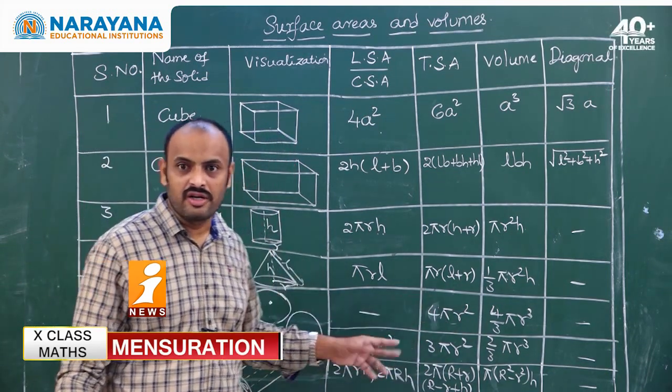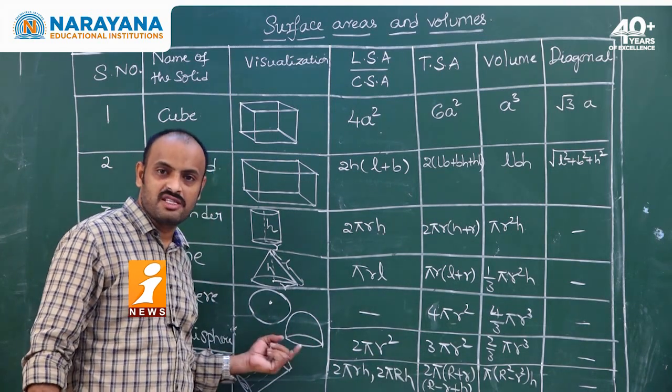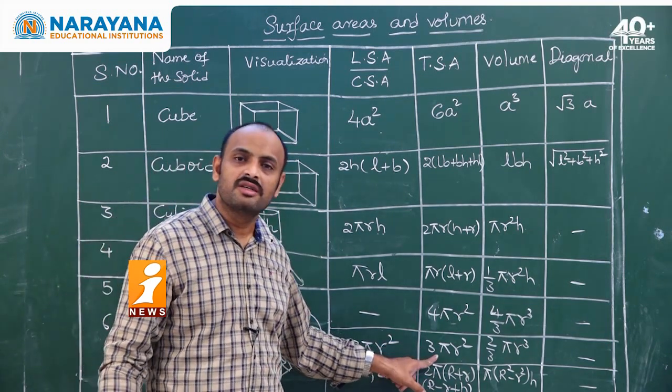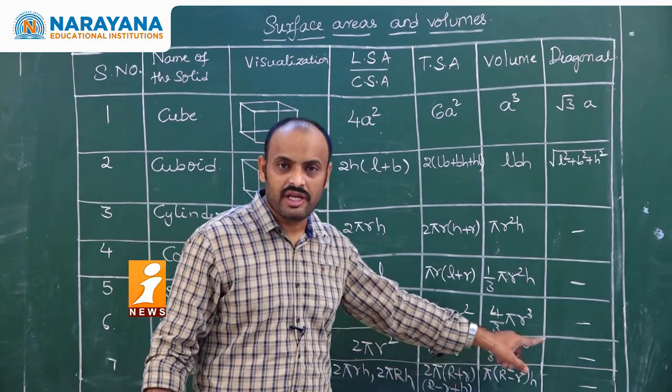What is 3 pi r square? It is the total surface area of the hemisphere. There is one curved surface and one plane surface, 2 surfaces, so we have added them to get 3 pi r square. Next comes volume, 2 by 3 pi r cube.